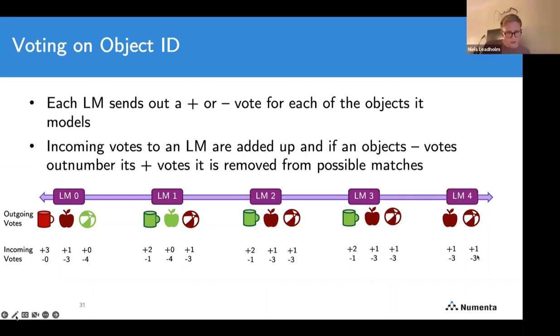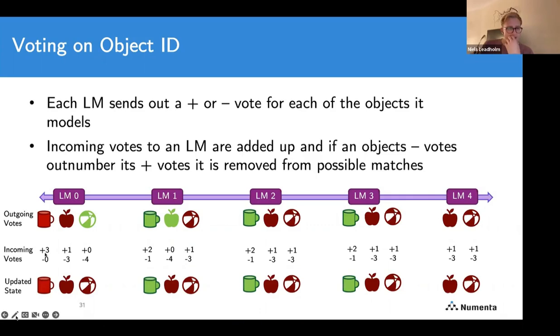And so here, does the green and red signify a yes or no vote for the object? So green is a yes vote and red is a no vote. So this line is the outgoing votes, and then this line is the incoming votes. Okay, yeah, that makes sense, thanks.